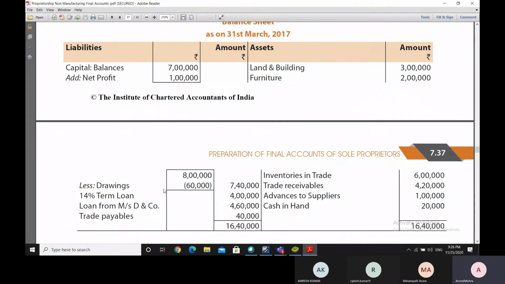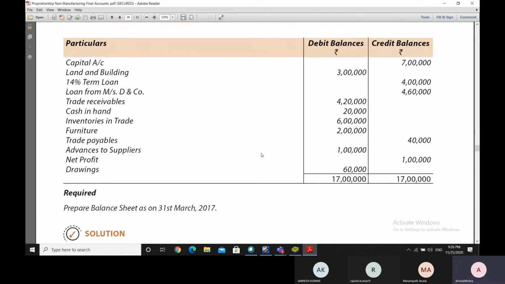Then there is a 14% term loan, which means that a loan on which interest is payable at the rate of 14%, and it is a term loan, so that means that it has to be paid back within a certain time period or years. So therefore this loan will get terminated after a certain time, and therefore it needs to be paid back within that time. So the term loan amount is 4 lakh rupees, as is also seen here from the credit balance of 4 lakh rupees.